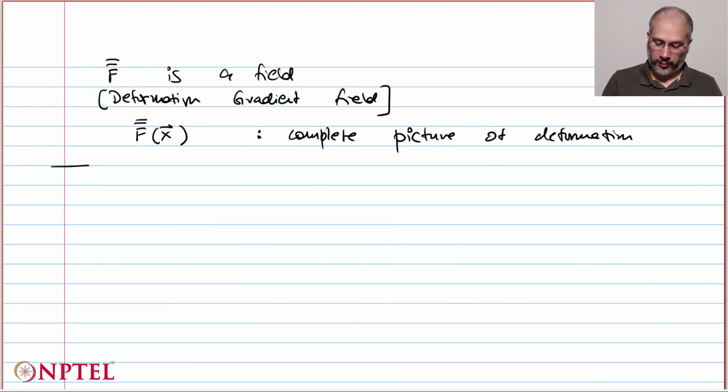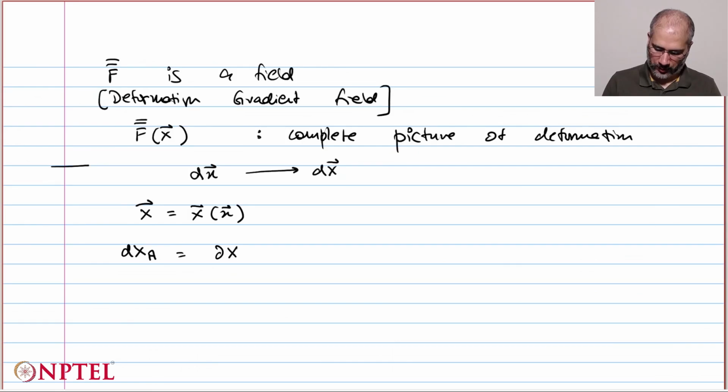So till now we talked about finding d small x from d capital X, but of course an inverse transformation is also possible. That is to say that if we have d small x available, can we find the d capital X from that? So for that we write capital X as a function of small x, which is what we call the chi-inverse function, and then we differentiate that. So I'll write this as d capital X A is partial capital X A upon partial x i times d small x i.